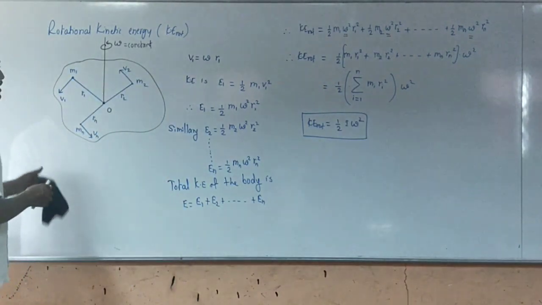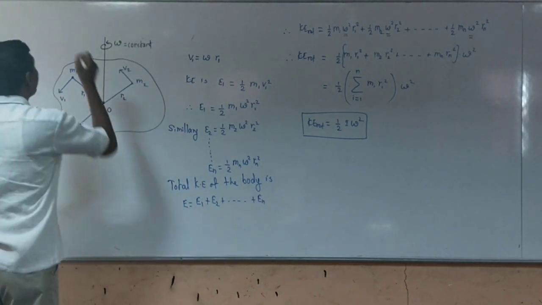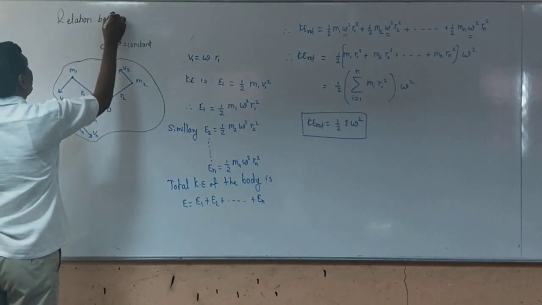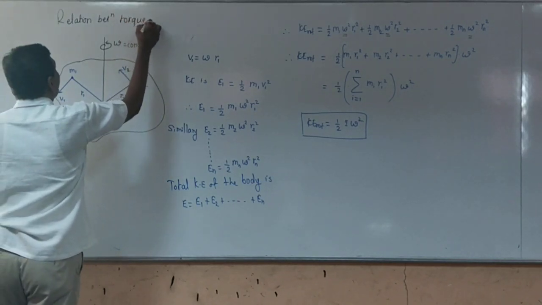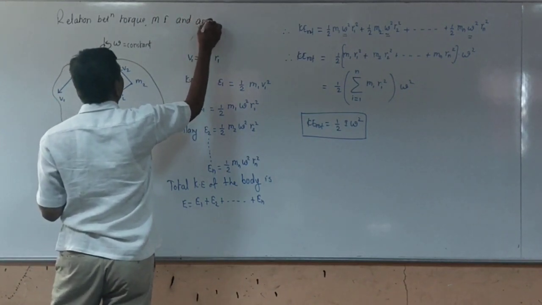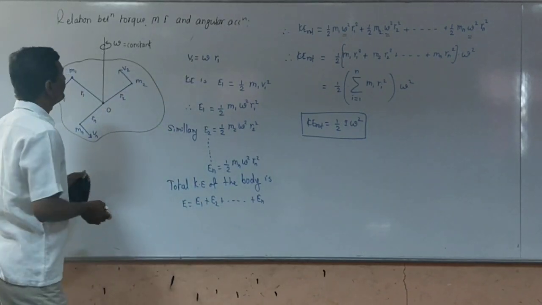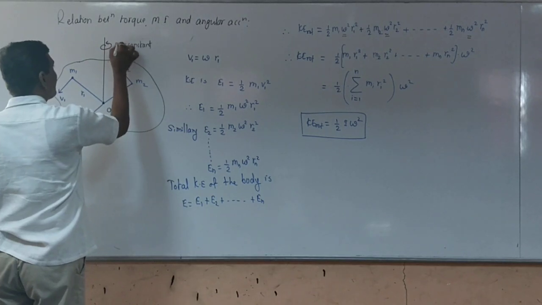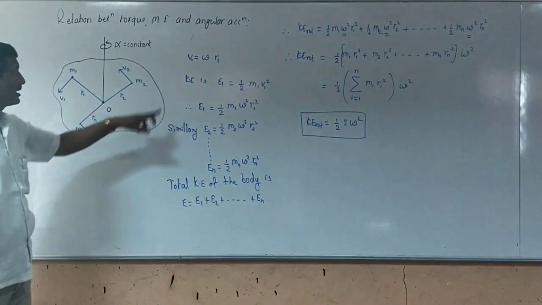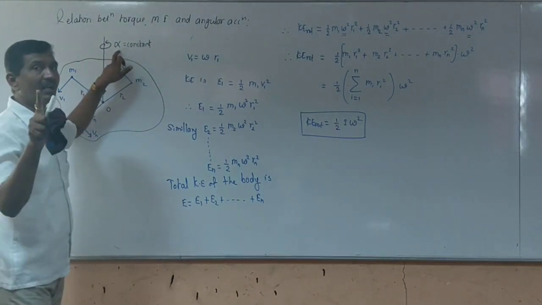By using the same diagram, we consider the next relation between torque, moment of inertia and angular acceleration. We already discussed this relation in the analogy. Now here we consider only a simple change. What is that simple change? Consider a rigid body of any shape. It is rotated about an axis with constant angular acceleration alpha.